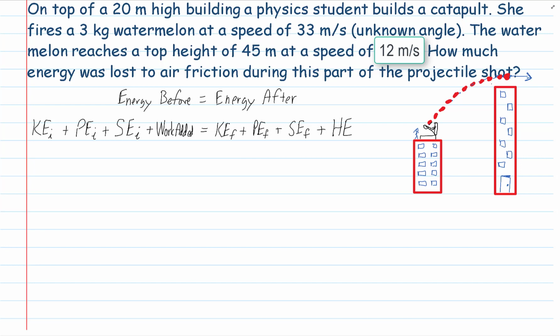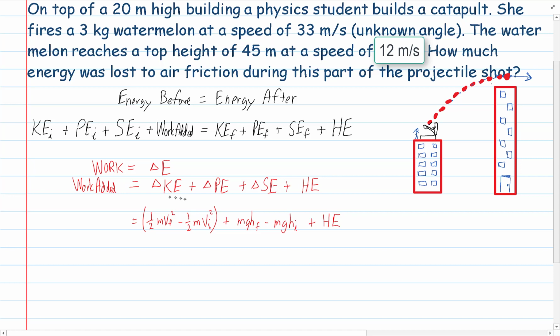That's fine. I'm going to just rearrange this and put all these initials over to the other side and make them change in energies. And then there's this way of looking at it: the work is the change in energy. So the work done is how much energy is changed in the kinetic energy plus the potential energy plus the spring energy plus how much is added to the heat. So we're going to look at this one.